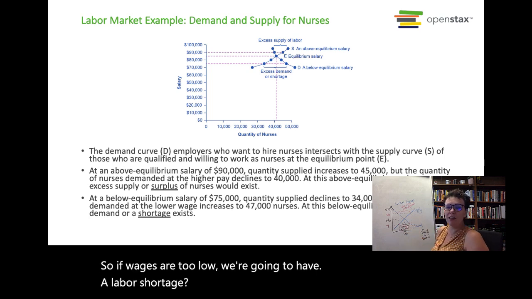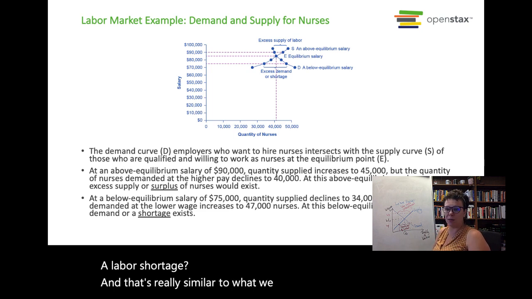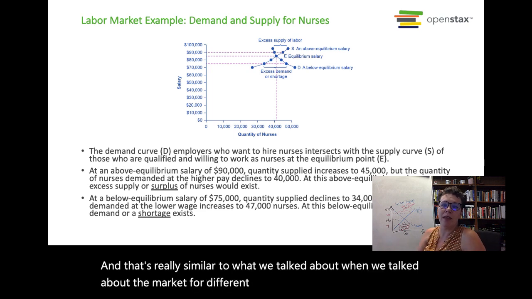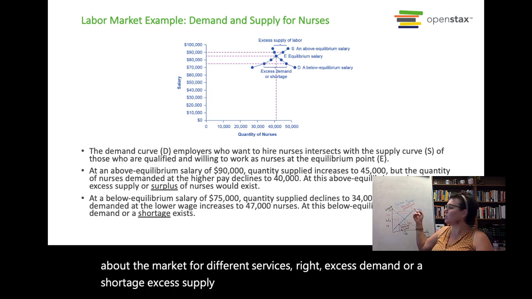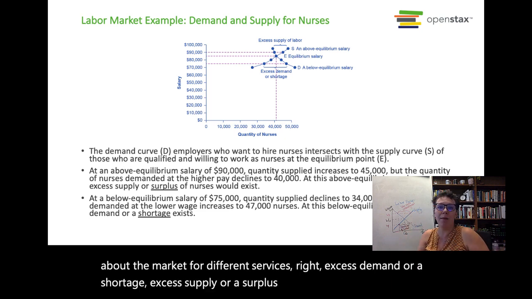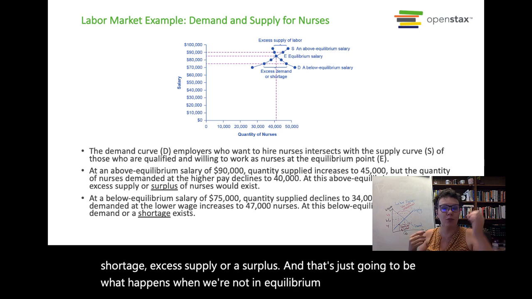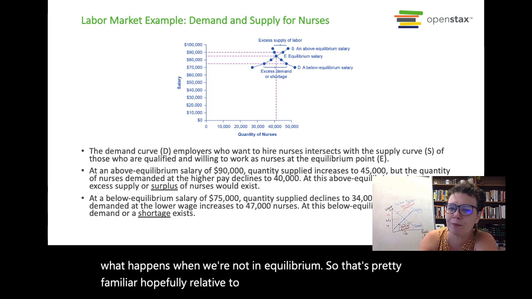And that's really similar to what we talked about when we talked about the market for goods and services, right? Excess demand or a shortage, excess supply or a surplus, and that's just going to be what happens when we're not in equilibrium. So that's pretty familiar, hopefully, relative to Chapter 3.